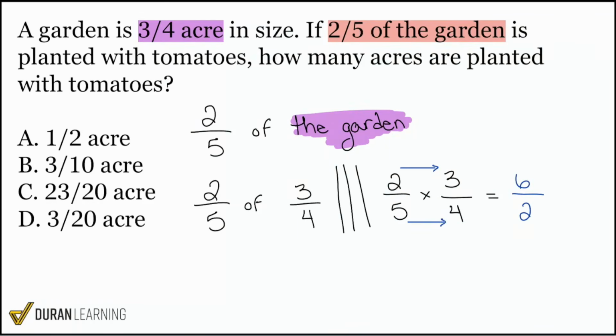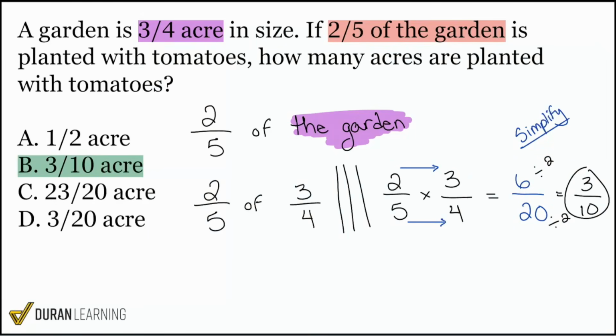Yep, that'll be 20. And then the last thing that we can do here is simplify. We can simplify nice and easy because we can divide 2 out of both of these values. 6 divided by 2 is 3. 20 divided by 2 is 10. And there we are. The correct answer is answer choice B.